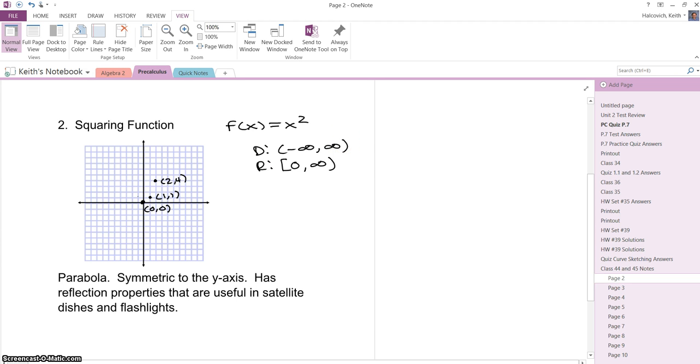And on the other side, negative 1 gives 1, and negative 2 gives 4. We'll put that point back there. And there's our parabola shape for the squaring function. Notice it's symmetric to the y-axis because the y-axis is a mirror. Notice you have the same y-coordinate with opposite x's.